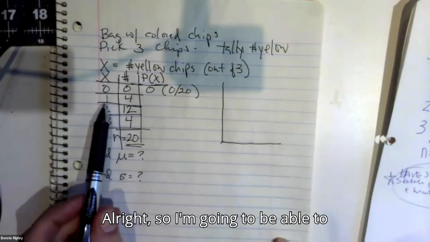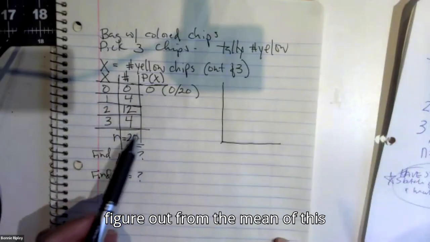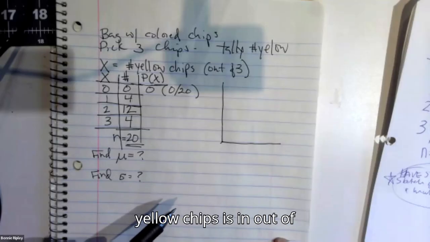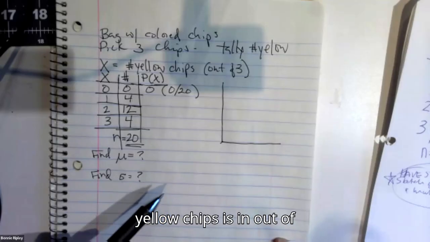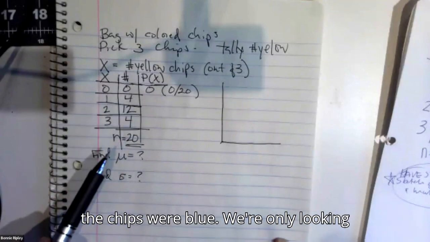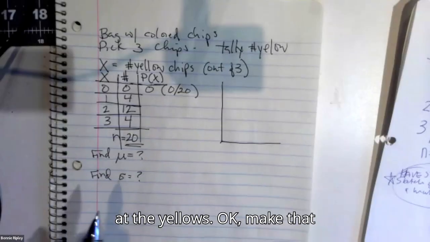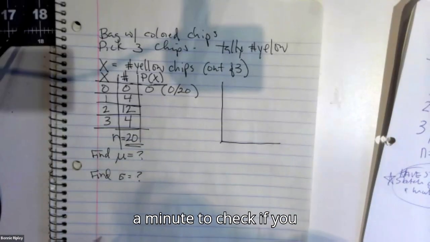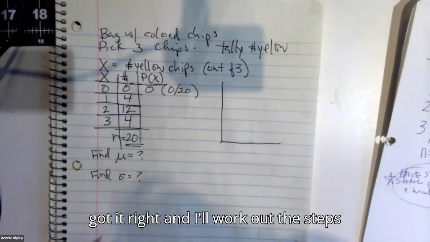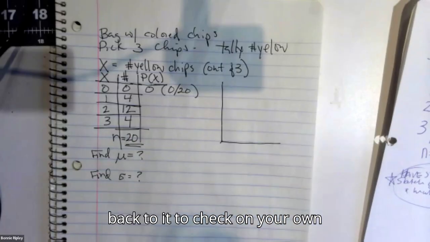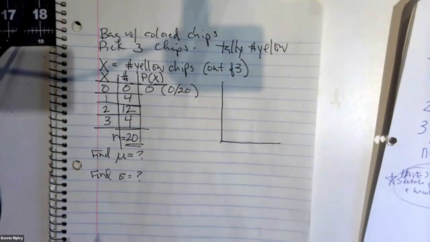All right, so I'm going to be able to figure out from the mean of this distribution what the proportion of yellow chips is out of that. All right, curious, all the rest of the chips were blue. We're only looking at the yellows. Okay, make that calculation on your own and come back in a minute to check if you got it right. And I'll work out the steps here. Just turn off your video and come back to it to check on your own work.